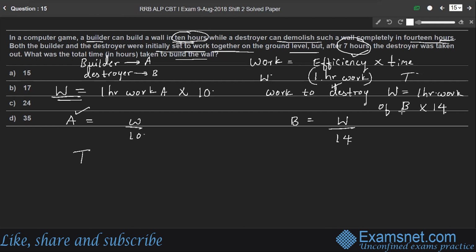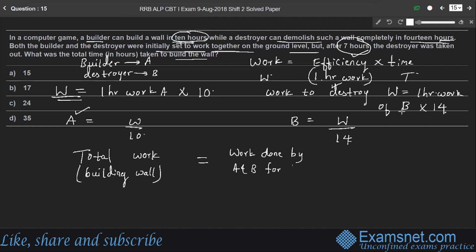Therefore, imagine that they were building the wall. So building the wall is considered as the total work, which is equal to the work done by A and B for 7 hours. For the first 7 hours, A and B together worked, plus the remaining work done by A alone.